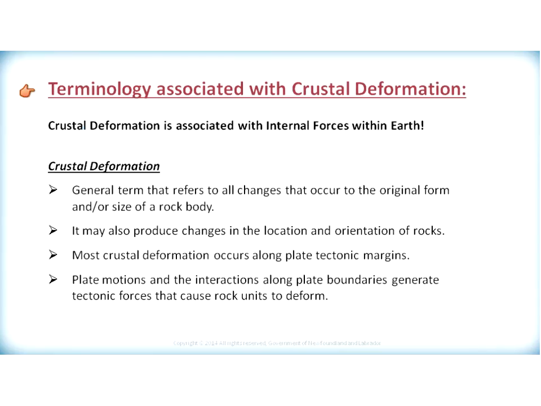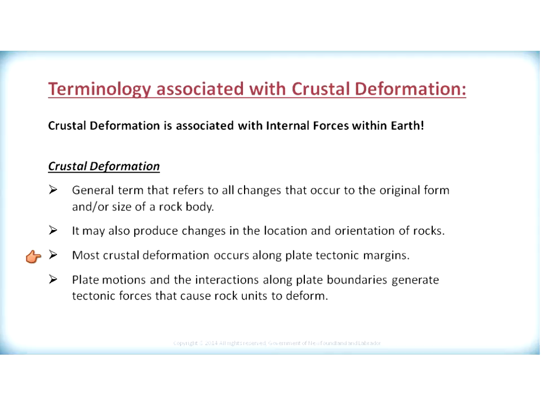Let's have a look at some of the terminology associated with crustal deformation. Crustal deformation is associated with internal forces within the Earth. Crustal deformation is defined as the general term that refers to all changes that occur to original rock and the size of the rock body. It may also produce changes in the location and the orientation of the rocks.